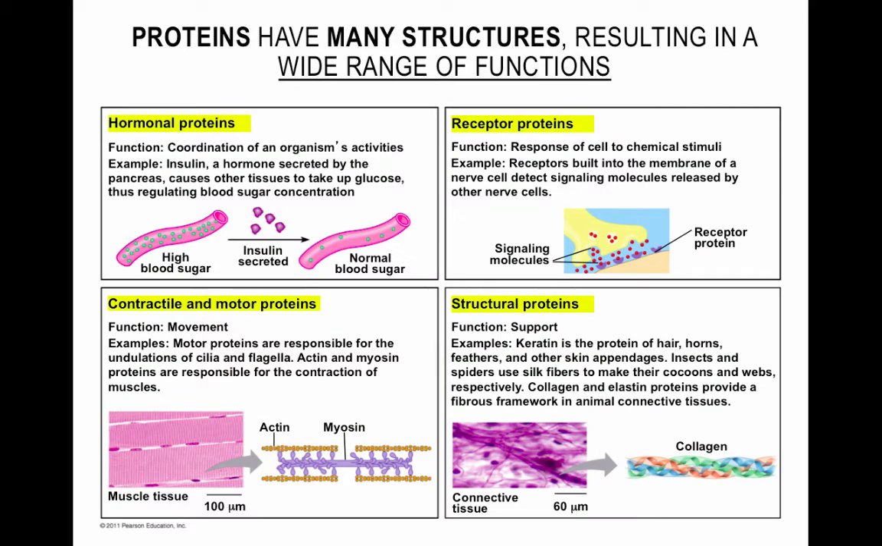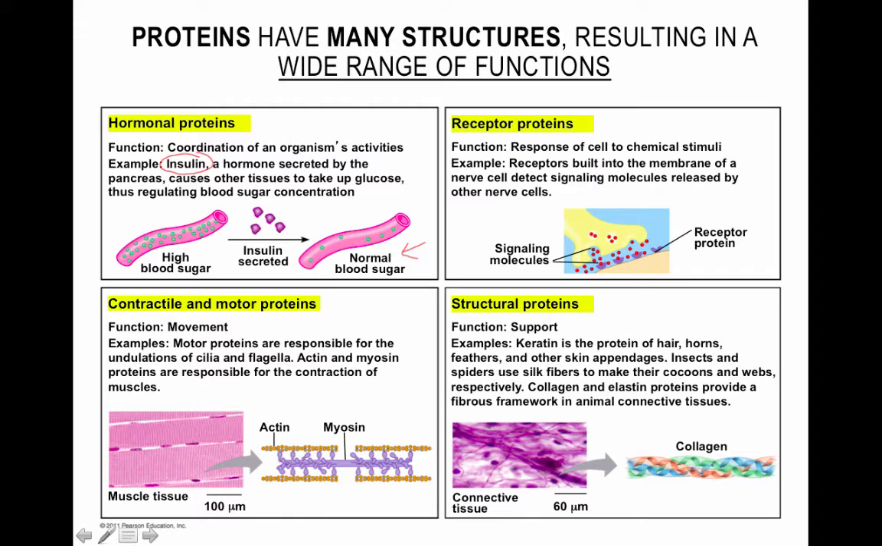Some hormones are proteins, and hormones are important for coordinating an organism's activities. An example is insulin. Insulin is a small hormone protein that is secreted by the pancreas after we eat a meal. When we eat, we get higher levels of sugar in our bloodstream, and this stimulates the pancreas to secrete insulin into our bloodstream. The insulin will then stimulate other cells to take up the glucose, thus resulting in normal blood sugar levels.